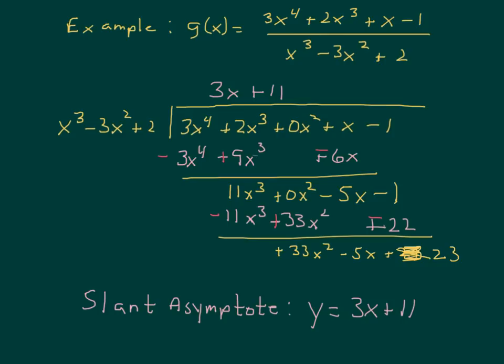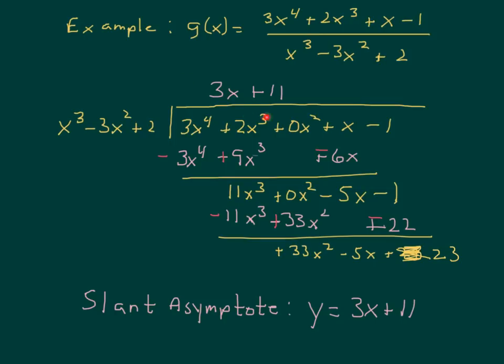Now I repeat the process again. What do I have to multiply x cubed by to make it look exactly like 11x cubed? Well, that was the plus 11. So I multiplied everything by 11 and got 11x cubed minus 33x squared plus 22. I changed all the signs and combined them, and got a positive 33x squared minus 5x plus 23. I had a little bit of a problem, and the only way I could correct it was to color it in and just put the 23 there. Sorry about that. Anyway, this portion right down here is the remainder.